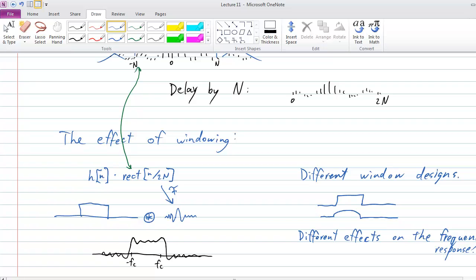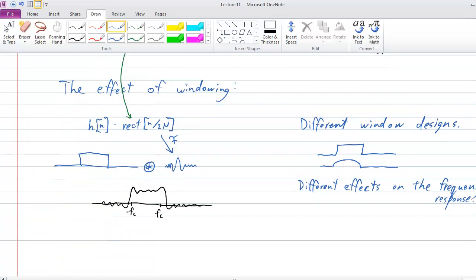Okay. Now there's one more thing we did. We not only cut off the edges, but we delayed the whole thing. Okay, so that means the output is going to have a delay as well. So for now, that's all.